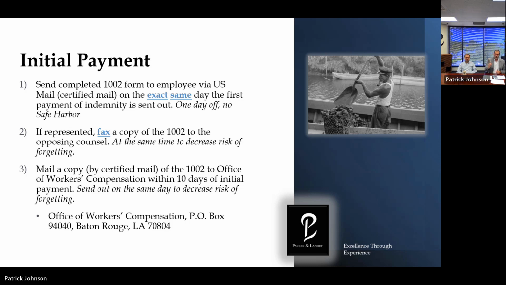So the 1002 goes to the claimant by certified mail on the same day that the check is sent to the claimant. You're going to need something from wherever your check dispersing arm of the company is to show that it was sent that day. Can it be by affidavit? Yes. Can it be by business record? Yes.